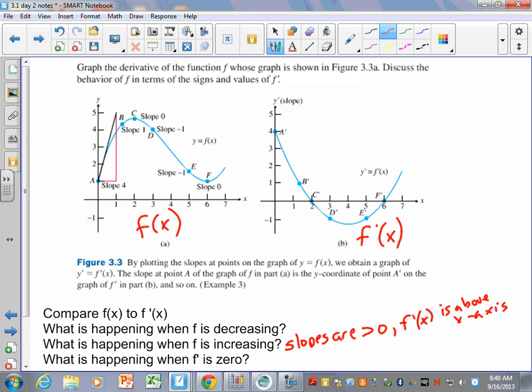And look at what happens when the function is decreasing. From C to F, those are all decreasing values, which means we already figured out that means the slopes are negative. So slopes are less than 0. So what does that mean for my graph? When the slope is less than 0 on my derivative graph, look at the y values. They are less than 0. So I'm going to put f prime of x is below the x-axis.